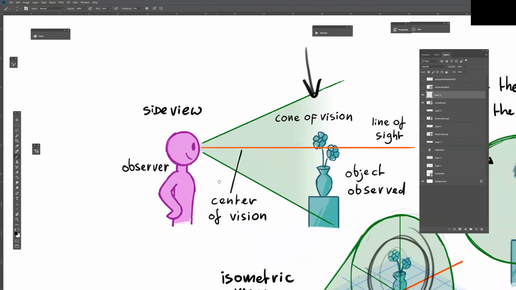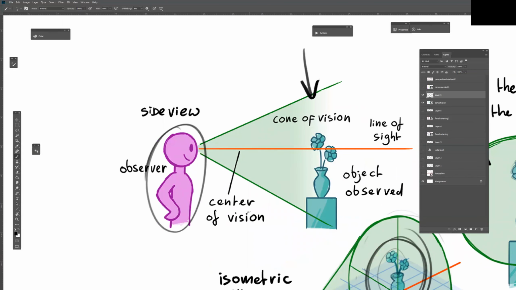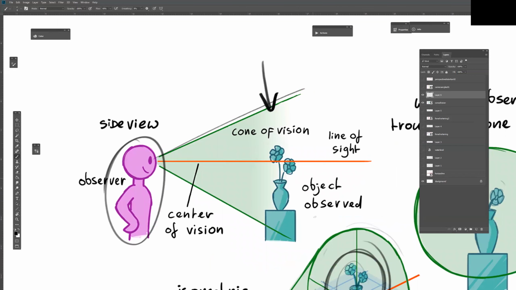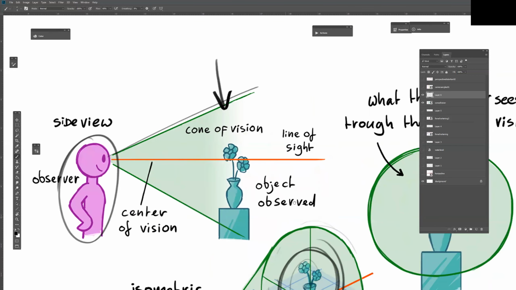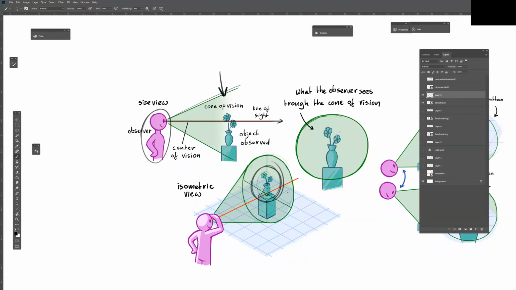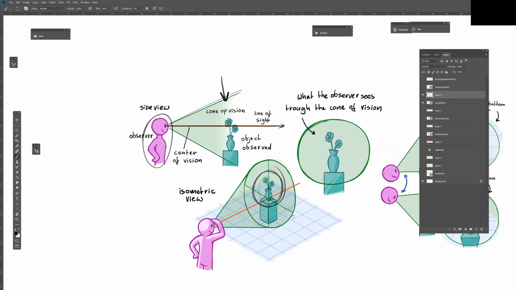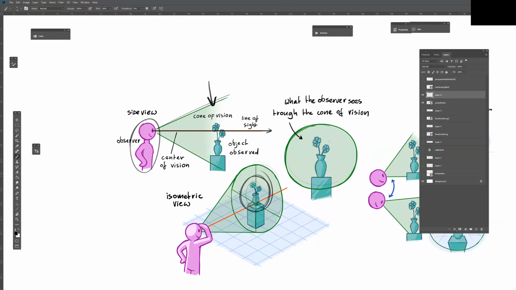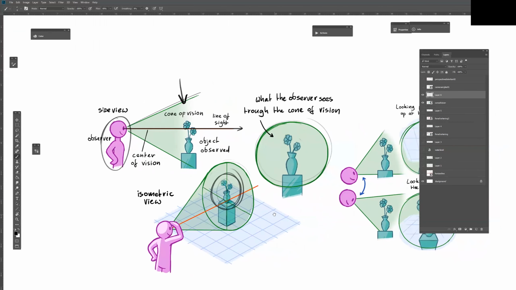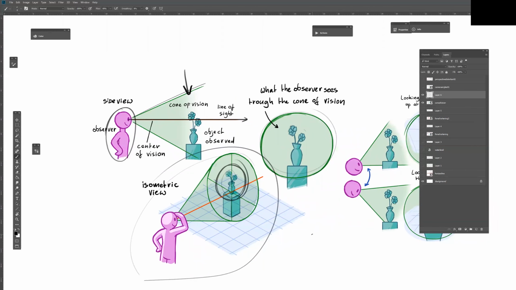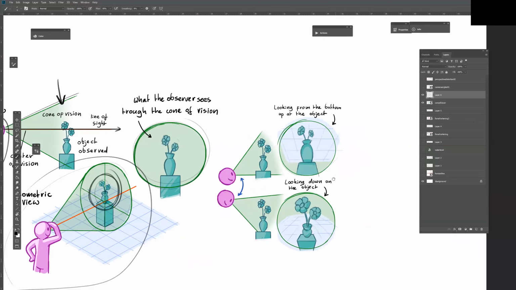So here's some different things you can think of. We are the observer, and we're looking with our cone of vision through our eyes. And then we have this line, and this line is the line of sight. That's only for the direction you're looking at. But everything in this cone of vision, we will see in our brain. And looking at it from the isometric view, having an understanding of this can really help you better understand how perspective works.